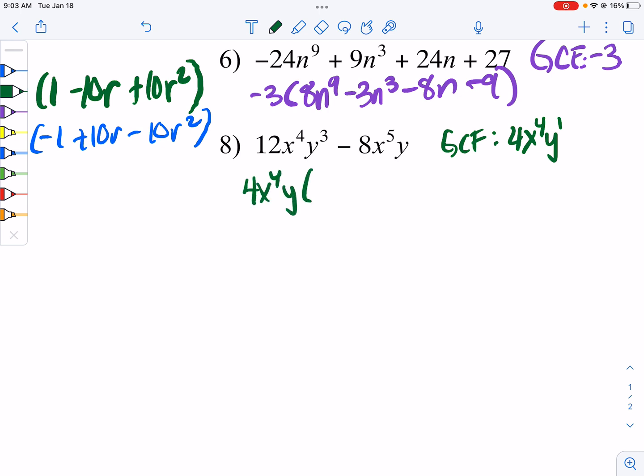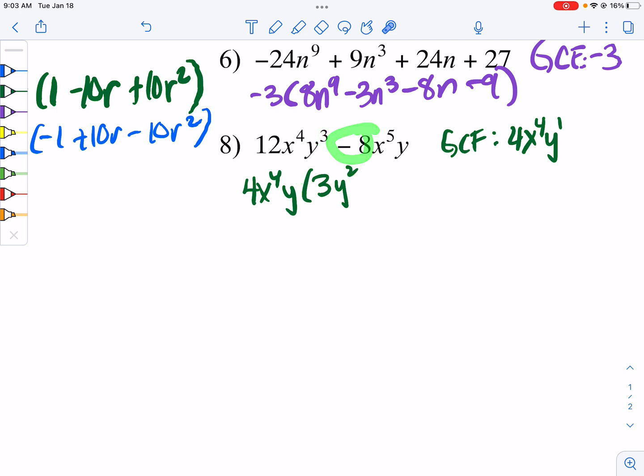I don't need that 1 power with the y. You can put it if you want. And then I'm just going to think in my mind this divided by this. So 12 divided by 4 gives me 3. X to the 4th divided by x to the 4th is 1, but 3 times 1 is just really 3, so I'm just going to leave that as is. Y cubed divided by y gives me y squared because I'm doing the 3 minus 1, which gives me 2.